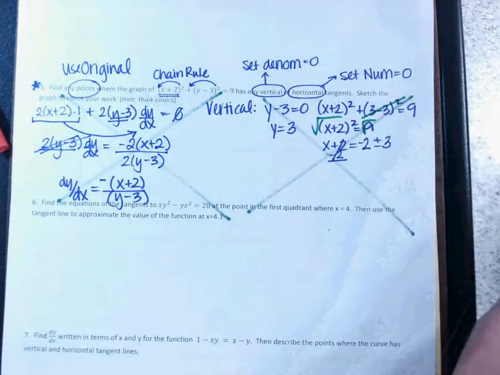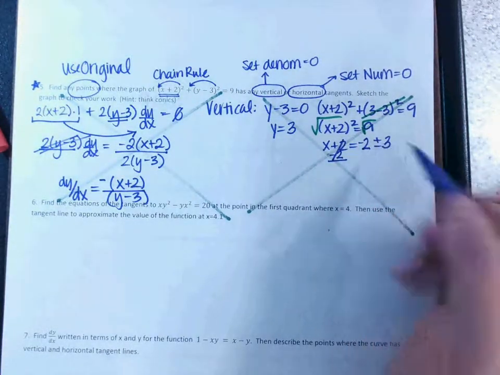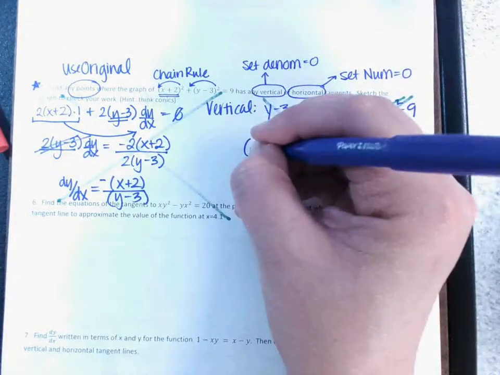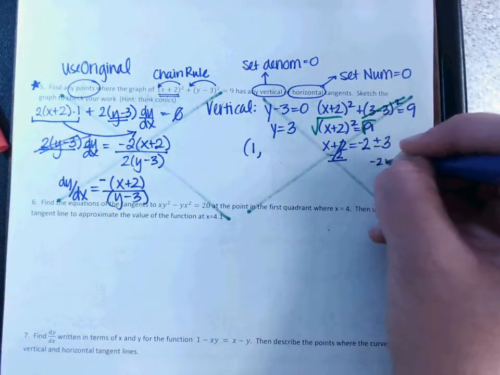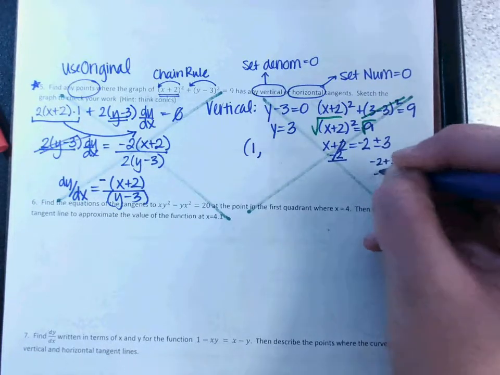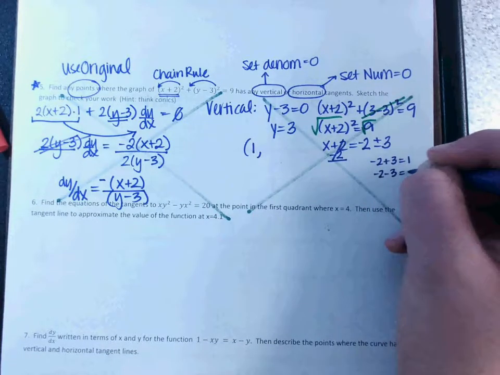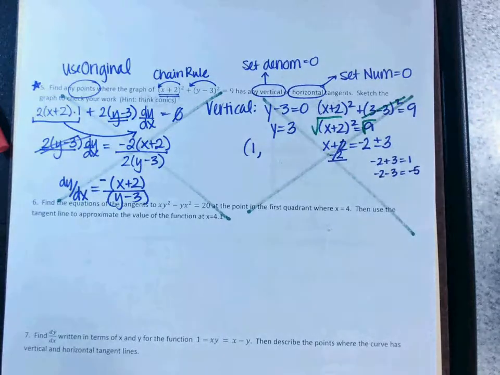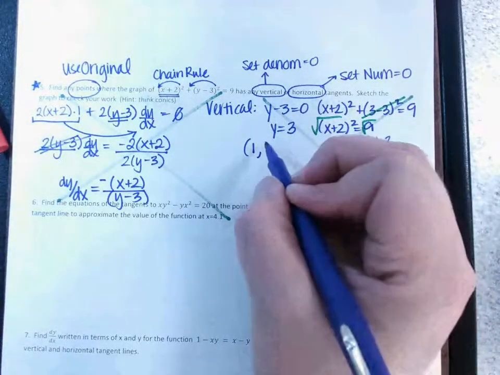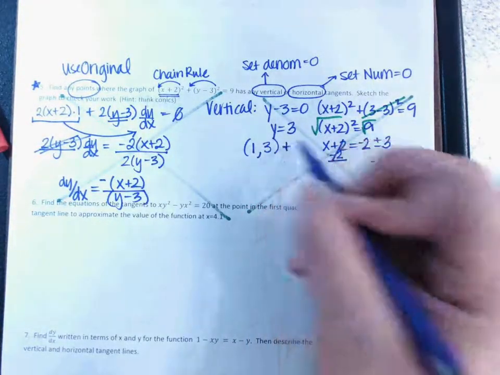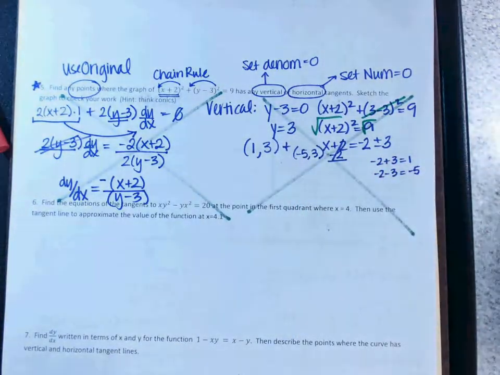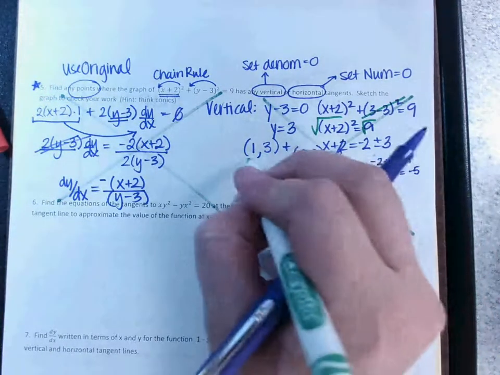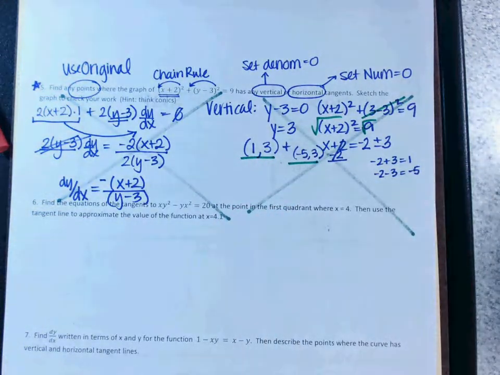So my x's are negative 2 plus 3, which gives me 1, and negative 2 minus 3, which is negative 5. So it'd be (1, 3) and (negative 5, 3). Those would be my 2 vertical tangents.